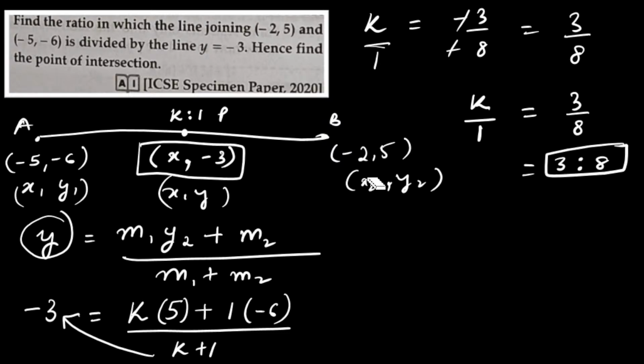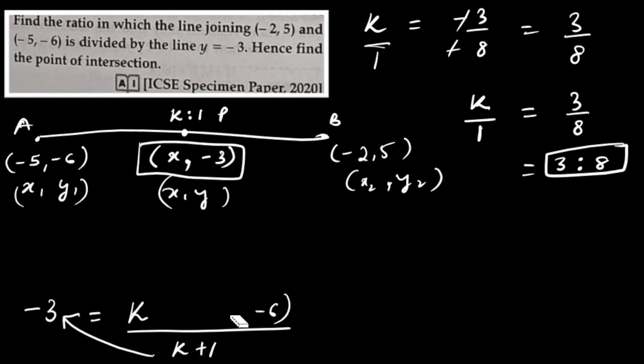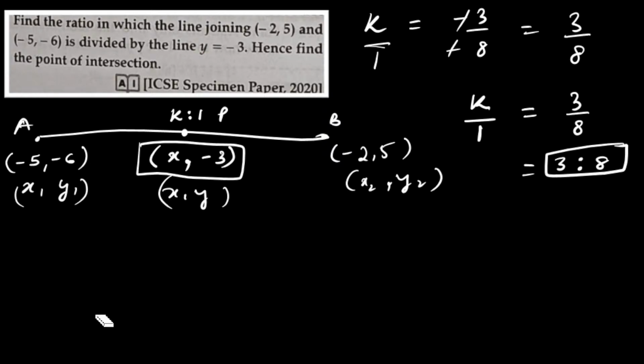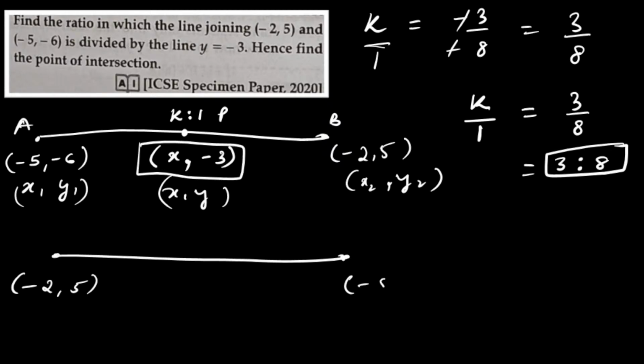Find the ratio of the... see what I have done here. I have taken the coordinates. The line segment should be like this. The first coordinates given to us are minus 2, 5 and the second coordinates are minus 5, minus 6. I have just written them in the reverse order.